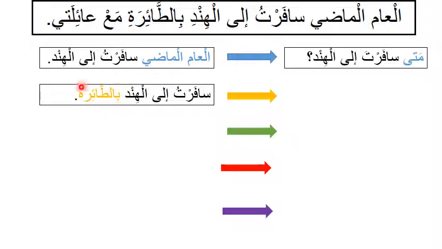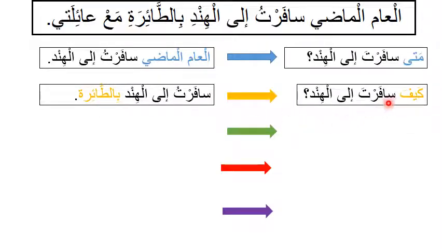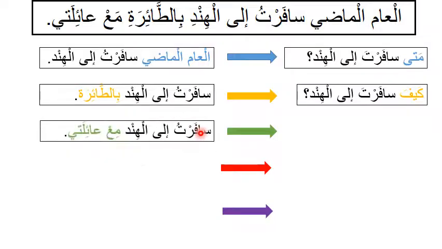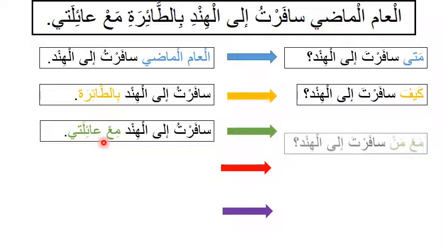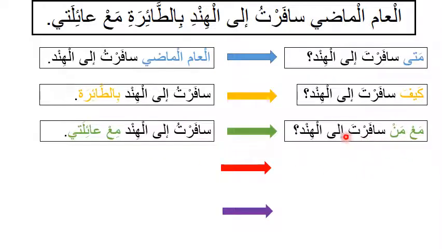I'm going to ask a question about the means of transportation. So, which question word are we going to use? أحسنت, ممتاز if you said كيف. كيف, how. كيف سافرت إلى الهند? How did you travel to India? Let's have another part of the sentence. سافرت إلى الهند مع عائلتي. If I want to ask about the person that you were with, ماذا أقول? What do I say? مع من. ممتاز. مع من سافرت إلى الهند? With whom did you travel to India?